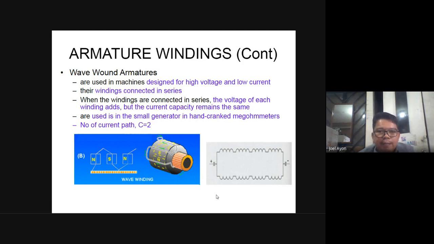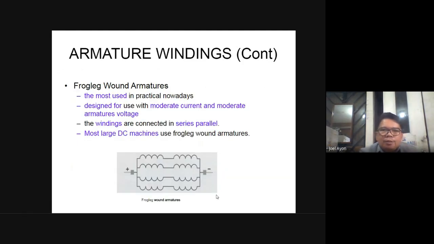Okay. So we also have frog-leg wound armatures, the most used in practice nowadays. Designed for use with moderate current and moderate armature voltage. So the windings are connected in series-parallel. The compound refers to the stator winding. This one is the armature winding.